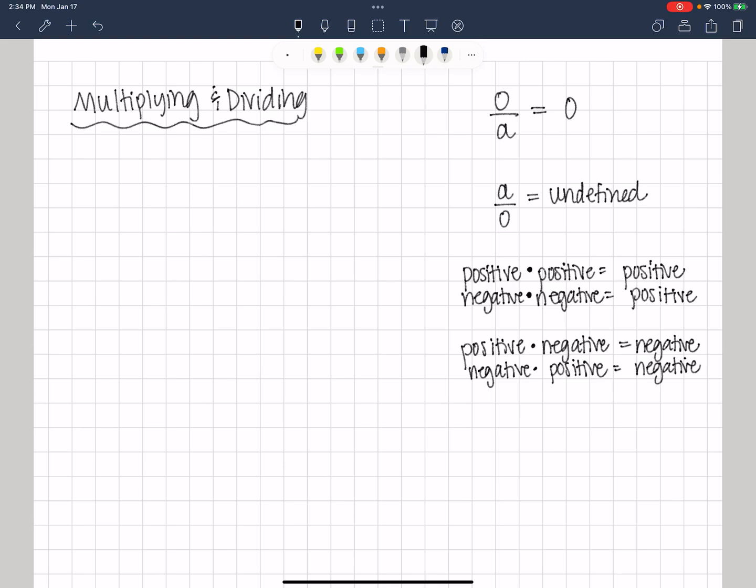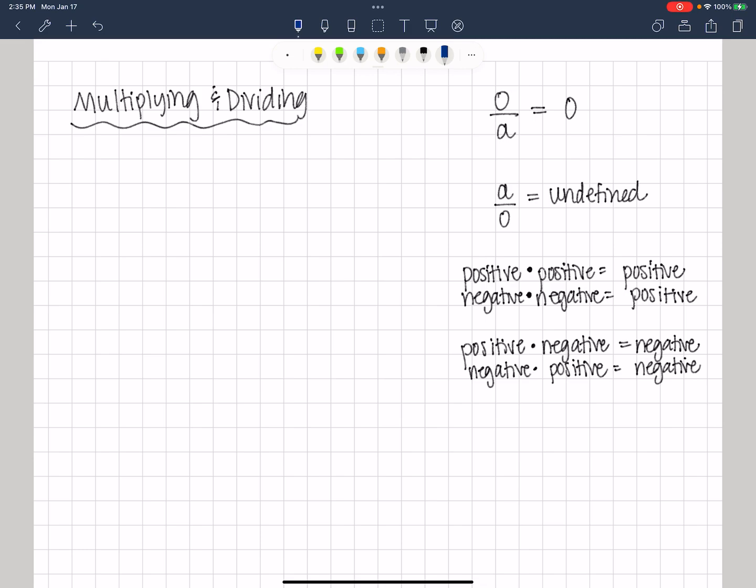In this video, we're going to be multiplying and dividing positive and negative numbers, and there are a few rules that we need to learn. 0 divided by a is equal to 0. That's this rule right here. 0 in the numerator divided by any number other than 0 is equal to 0. However, when we try to do division by 0, a divided by 0, that is undefined. So 0 can never, ever be in the denominator.